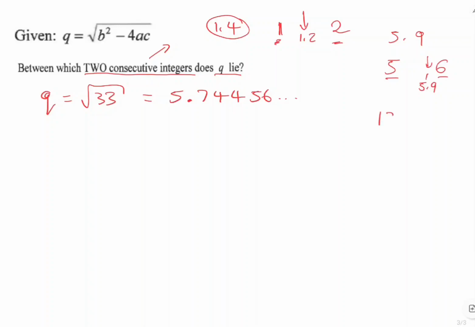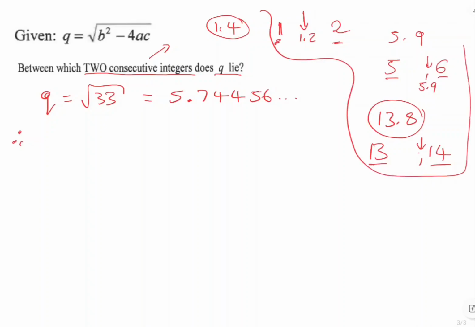If I have 13.8, then I ask you which two consecutive numbers does 13.8 lie between. We know there's a 13, but we have 0.8, so 13.8 is not exactly 13. So we ask ourselves, the next number after 13 is 14, and we know that 13.8 is between 13 and 14. So if I ask you which two consecutive integers 13.8 lies between, you have to say 13 and 14. As you can see from these examples, you can now come up with the two consecutive integers that Q lies between.